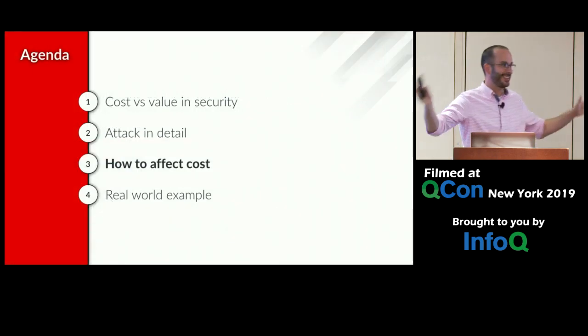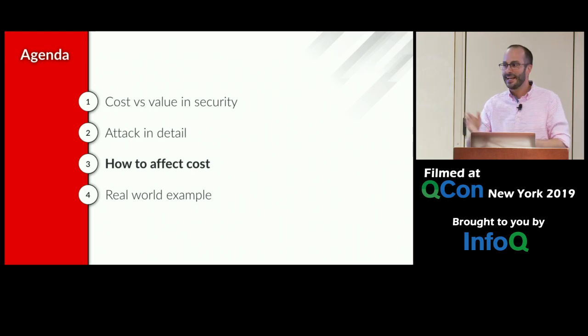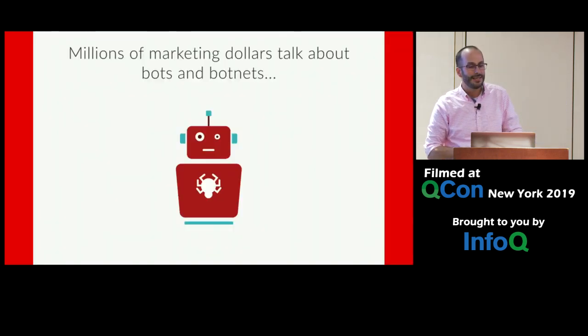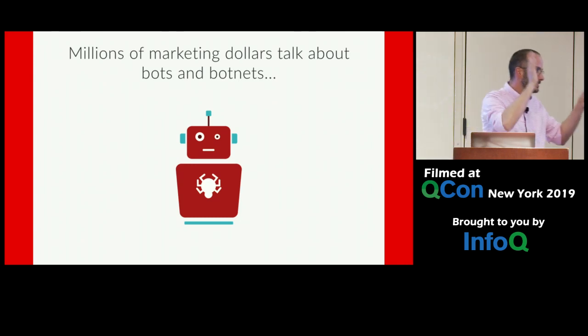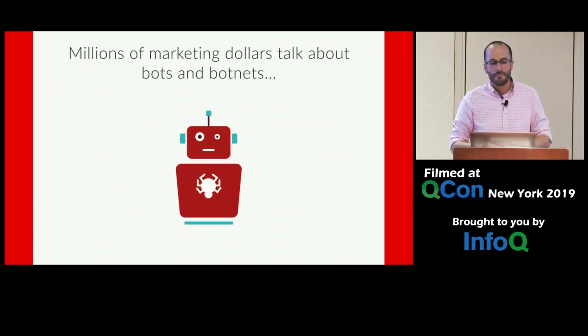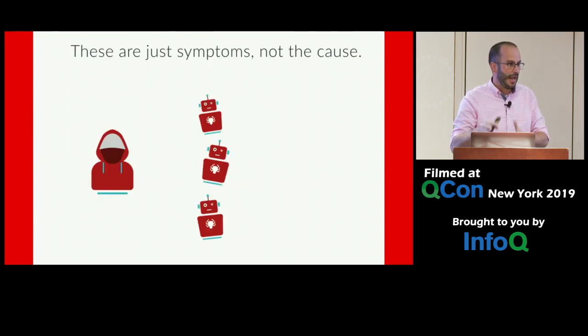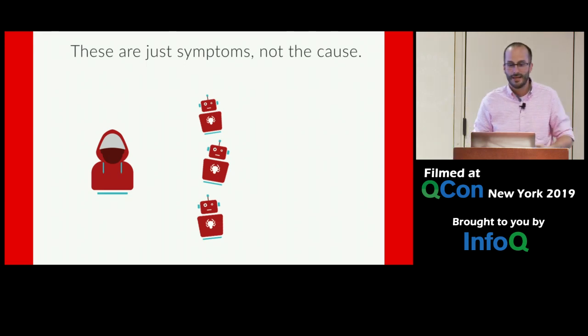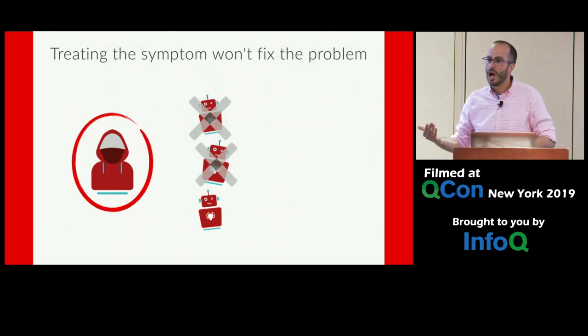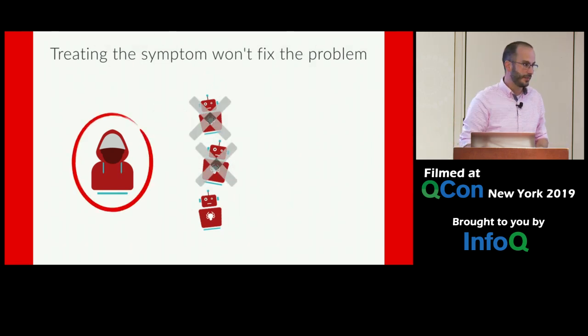So how to affect cost? There's not exactly a silver bullet at the end of this, and I apologize, but we'll go through some examples. There's millions and millions of spooky marketing dollars talking about bots and botnets and super shady tools and things like that, but those are just the symptoms. Everything that we are able to see on our servers, on our network, are just the symptoms of something else. And if you treat the symptoms, you're not going to be affecting the source of those symptoms.